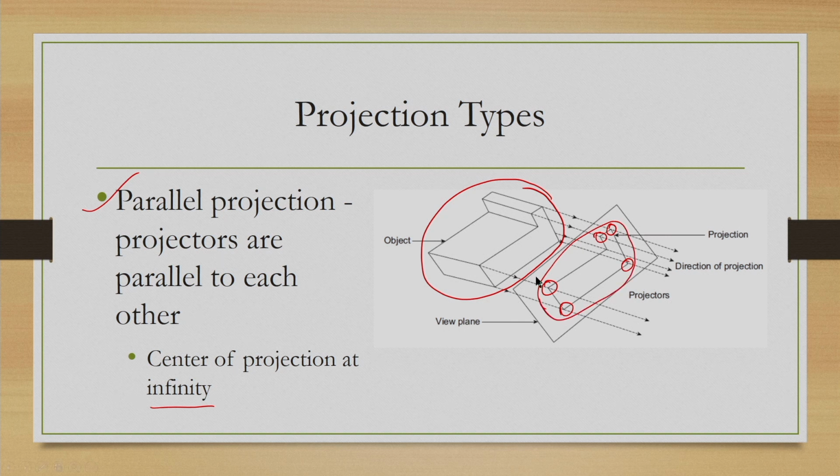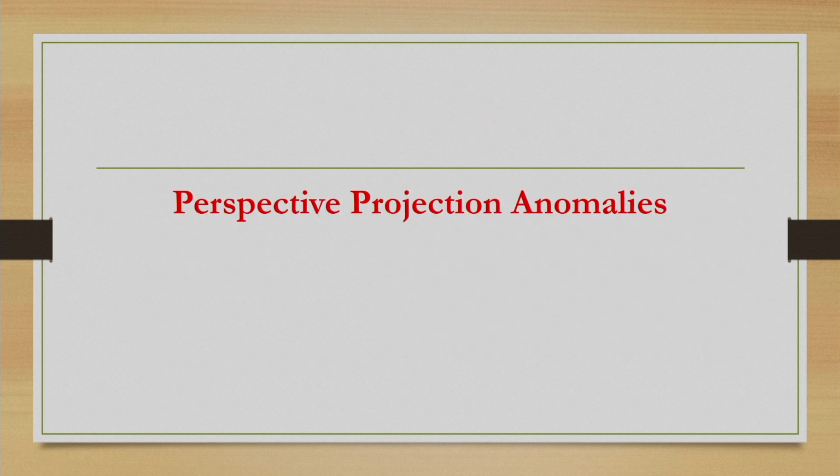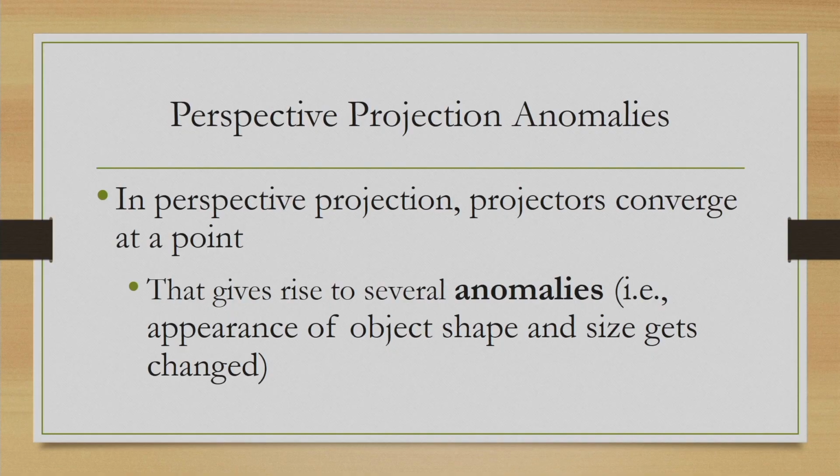view plane. Now, in case of perspective projection, certain things happen and we should be aware of those things. In fact, because of those things only we get a perception of reality. Let us see what those things are. They are together known as anomalies. Those anomalies happen because the projectors converge at a point, and these anomalies indicate that the appearance of the object in terms of shape and size gets changed in perspective projection.